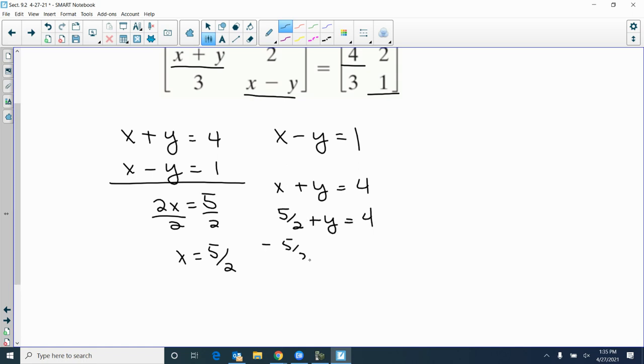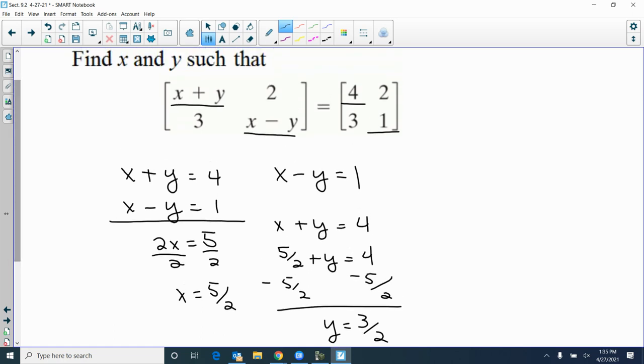I hear the calculator's out. Liz, let me know what you get. Three over 2. 3/2, 1.5, however you want to write it. So x is 5/2 or 2.5, y is 3/2 or 1.5, because those two add together to give us 4. x minus y gives us 1. So if you have equal matrices, basically the same number has to be in the same spot.